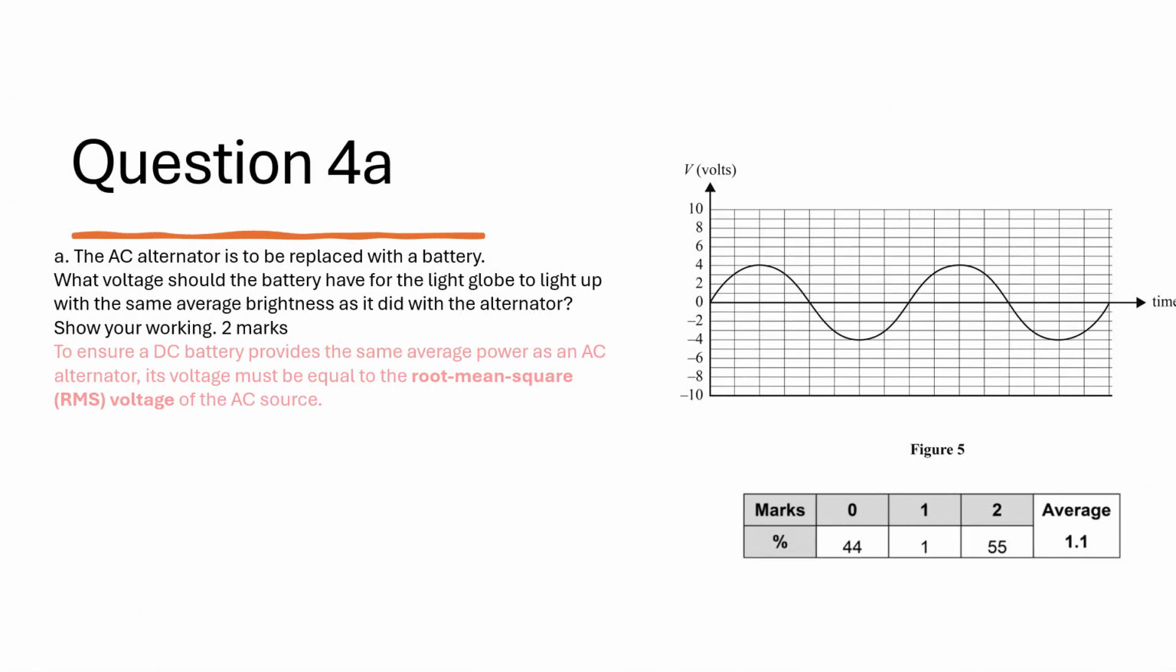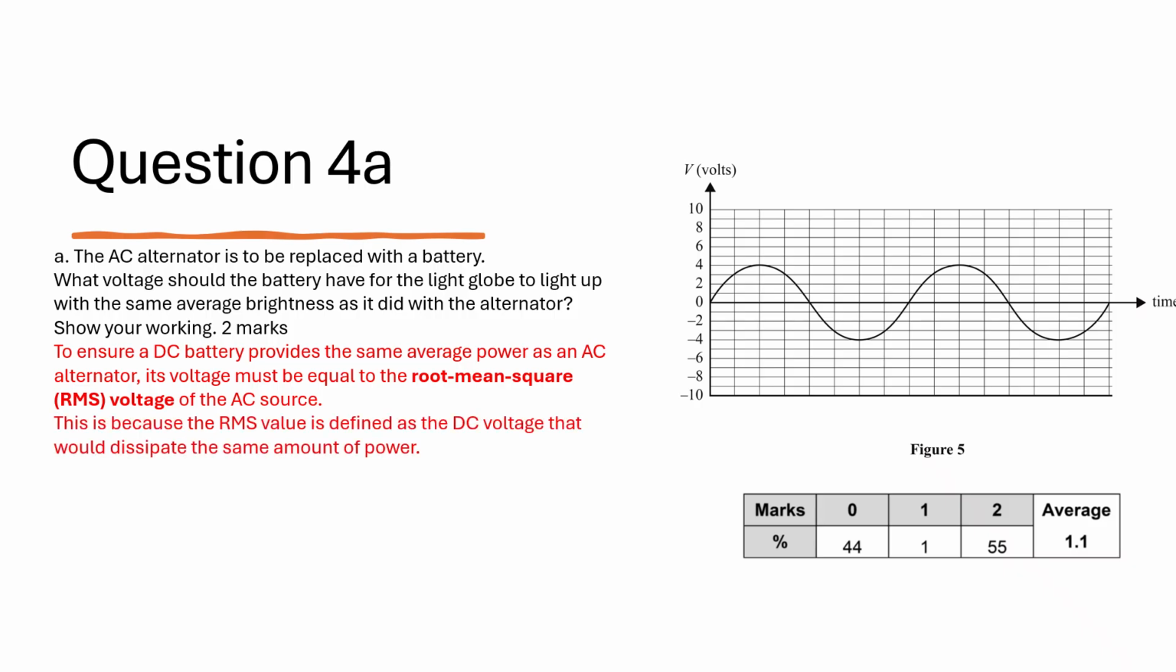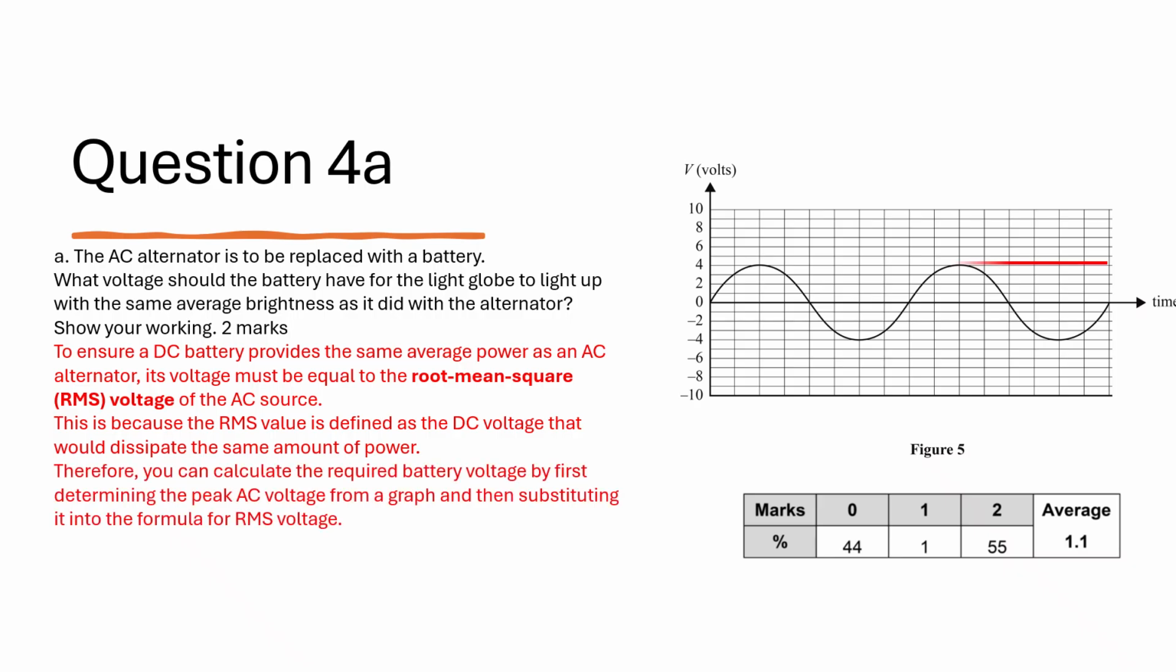To ensure a DC battery provides the same average power as an AC alternator, its voltage must be equal to the root mean square, RMS, voltage of the AC source. This is because the RMS value is defined as the DC voltage that would dissipate the same amount of power. Therefore, you can calculate the required battery voltage by first determining the peak AC voltage from a graph and then substituting it into the formula for RMS voltage.